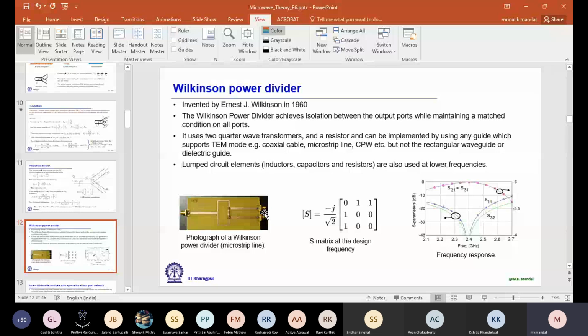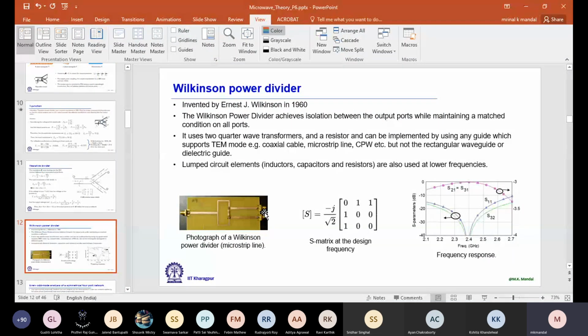Now, what about S23? That is important from the isolation point of view. If I feed anything at port 2, what we expect is that it should appear at port 1. Nothing should go to port 3, so that means S23 should be 0. Now look at the matrix. S23, indeed, it is 0.